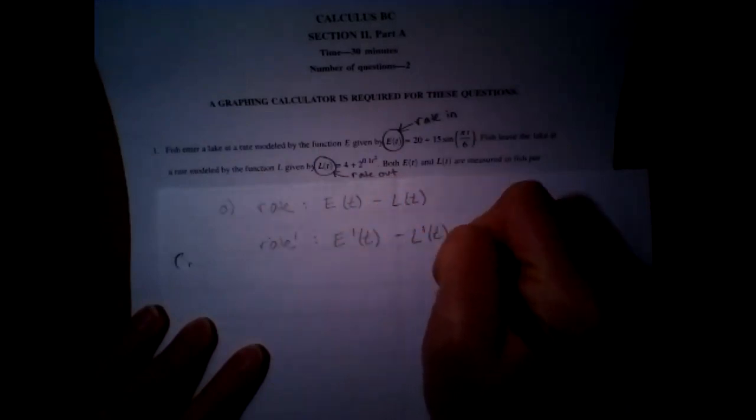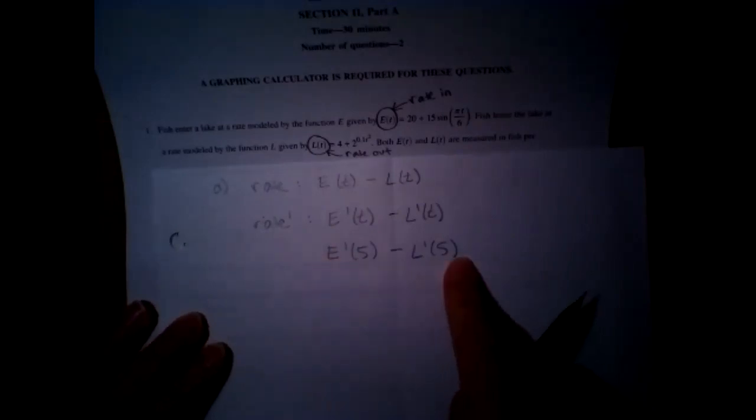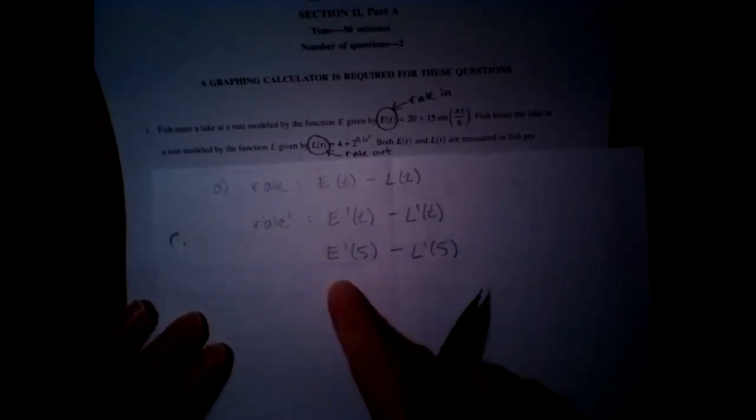So if you want to know if a function is increasing or decreasing, you look at the derivative. Function is increasing if the derivative is positive, decreasing if the derivative is negative. So we're going to do the derivative of this, like rate prime, if you will. So that's E prime minus L prime, and we're going to plug in 5. So it's E prime of 5 minus L prime of 5. Now this is going to be a nightmare to type in the calculator, so just follow along with me. But if this result comes out positive, then the rate is increasing. If this result comes out negative, then the rate is decreasing.